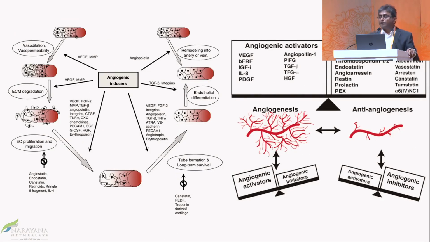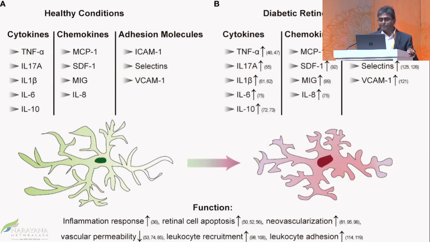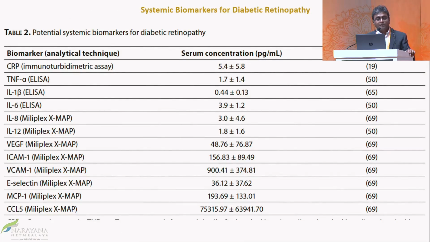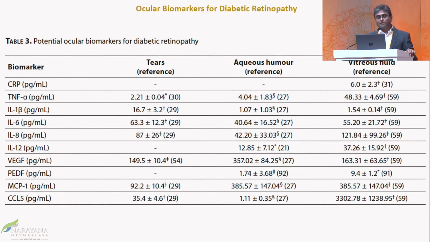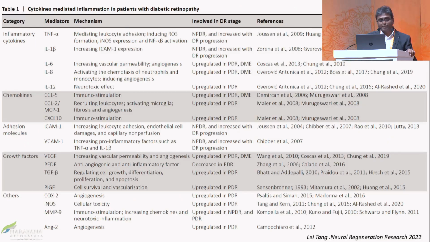And when you talk about inflammatory biomarkers, we also need to see the angiogenic activators and inhibitors, which maintain a clear balance, which is extremely essential for the healthy functioning of the retina and vision. These are the healthy conditions, and in diabetic retinopathy, you can see a rise in cytokines, chemokines and adhesion molecules, and this in turn increases inflammation, retinal cell apoptosis and neovascularization. These are the known systemic biomarkers for diabetic retinopathy, and these are the ocular biomarkers, including CRP and TNF. These are the initial biomarkers, TNF and interleukins, and then come VEGF and PEDF.